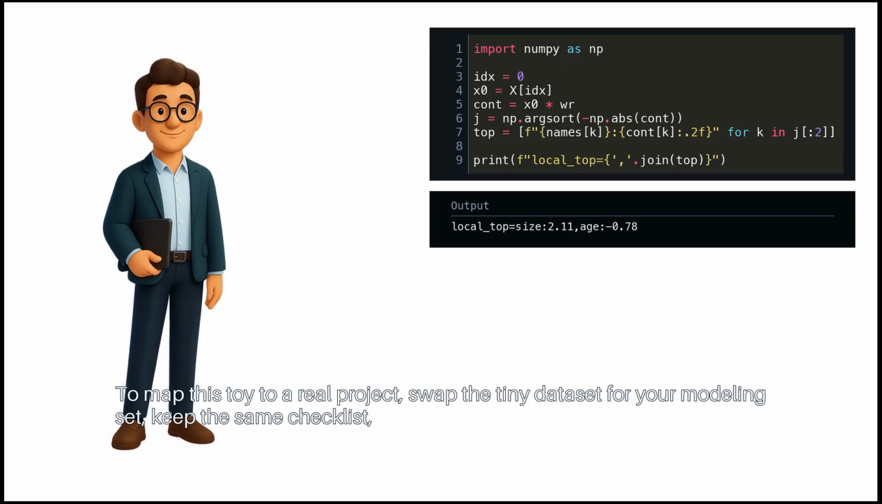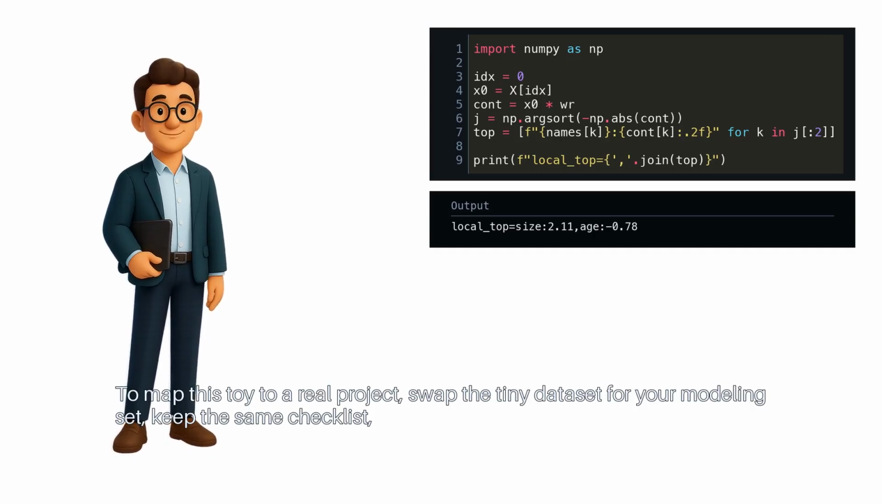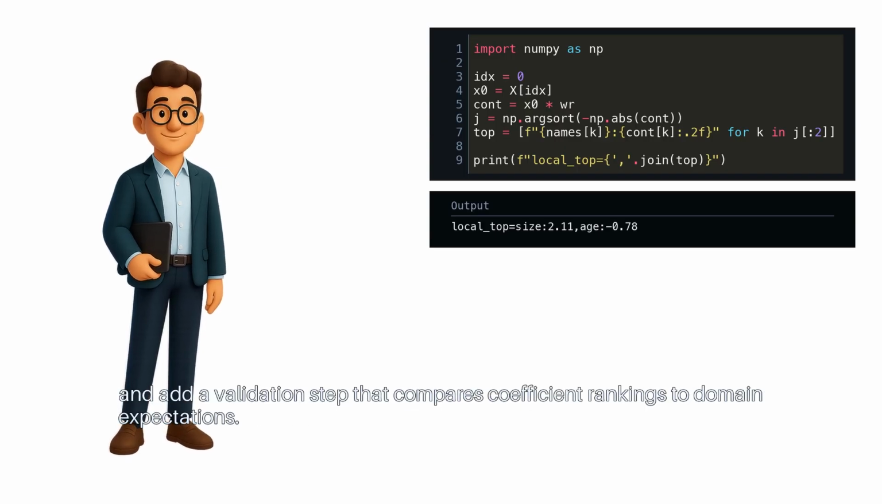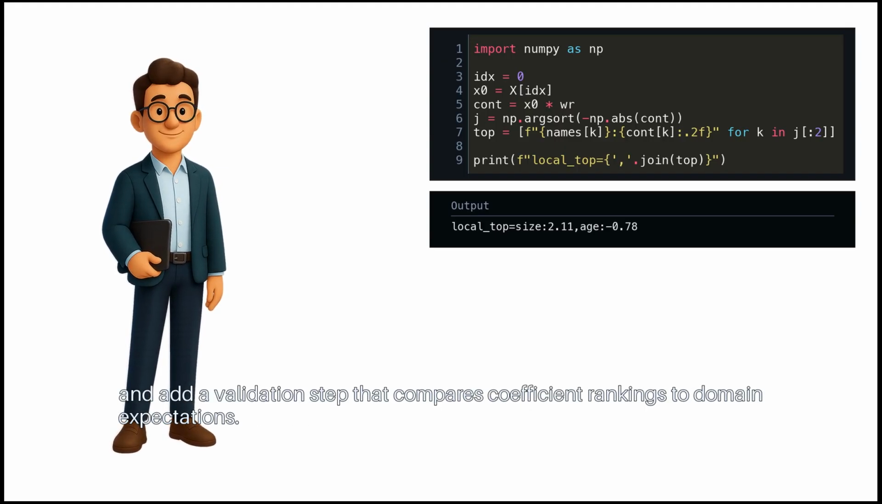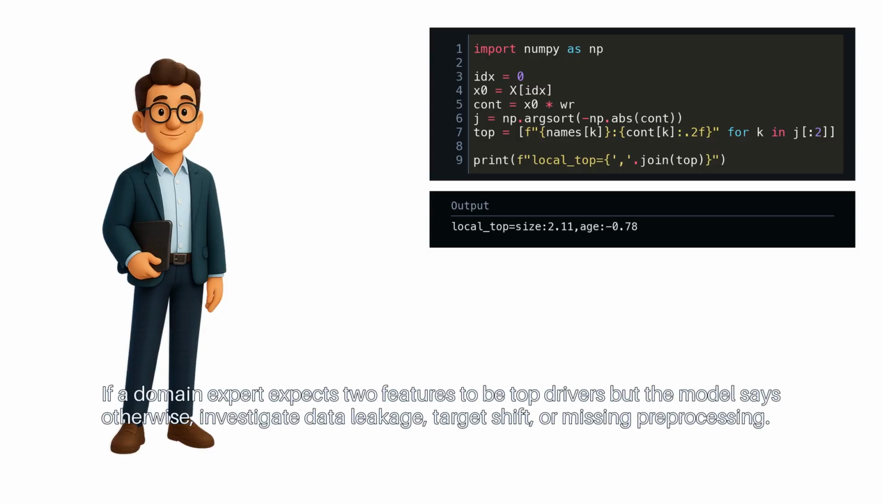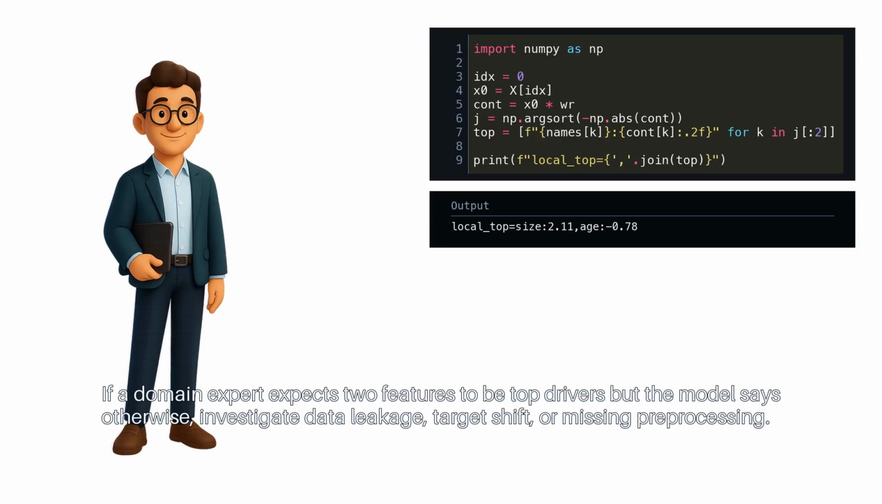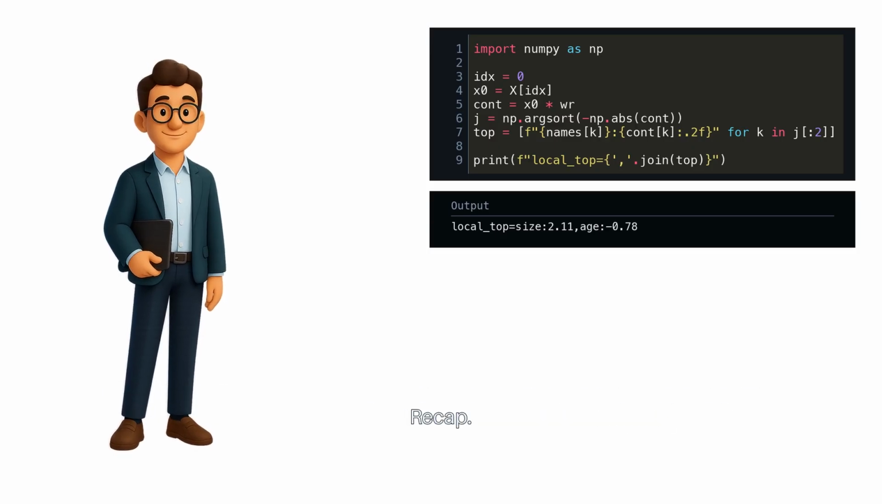To map this toy to a real project, swap the tiny dataset for your modeling set. Keep the same checklist and add a validation step that compares coefficient rankings to domain expectations. If a domain expert expects two features to be top drivers, but the model says otherwise, investigate data leakage, target shift, or missing pre-processing.